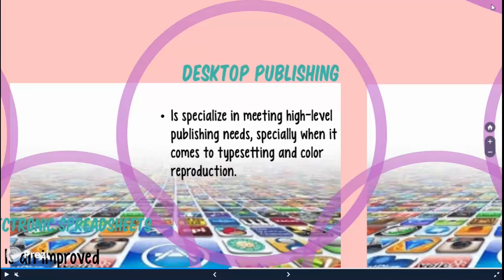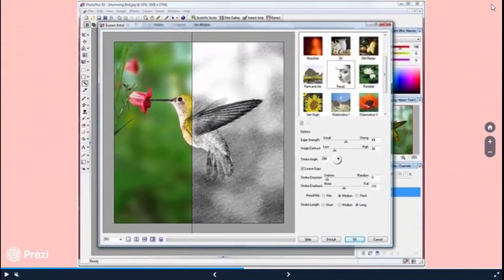Desktop publishing is specialized in meeting high-level publishing needs, especially when it comes to typesetting and color reproduction. So these are designs. If you are asked to design a shirt or a logo or a seal or an invitation. Okay, so this is an example. This is photo paint, I'm not sure, this is not really clear, or for as long as you have the tools there. Okay, so that's an example.